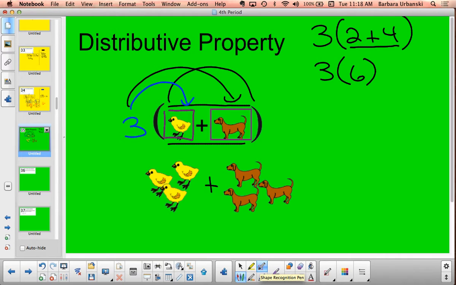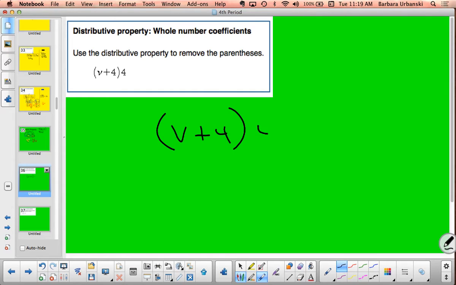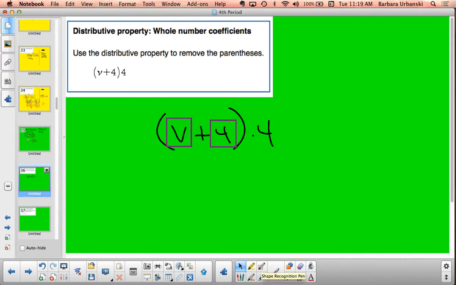Now if you can look at that with regard to letters instead of animals or calculators or pens, I'm going to take a look at this. We have V plus 4 and we want to multiply it by 4. Again, I look and I see I've got 2 terms. I've got a V and I've got a 4. Just like I had chicks and dogs, I have to apply that multiplier because that's the only thing that fits between the parenthesis and the 4.